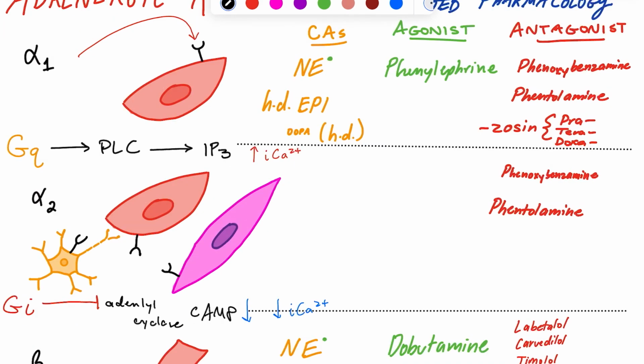So phenoxybenzamine and phentolamine are going to be non-selective alpha-adrenergic antagonists. And so they act on both alpha-1 and alpha-2 receptors. However, the zosins, as in prazosin, terazosin, and doxazosin, are alpha-1 specific. Therefore, they are antihypertensive medications that will inhibit the vasoconstrictive events that transpire after the activation of alpha-1. So they block that receptor, therefore lowering blood pressure.